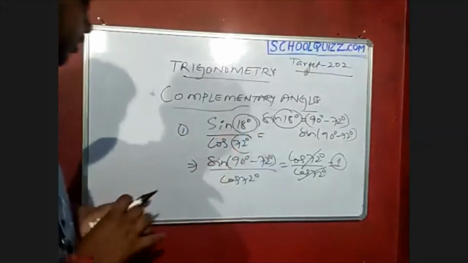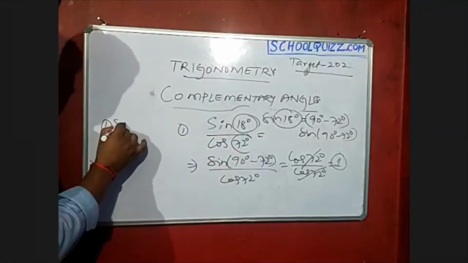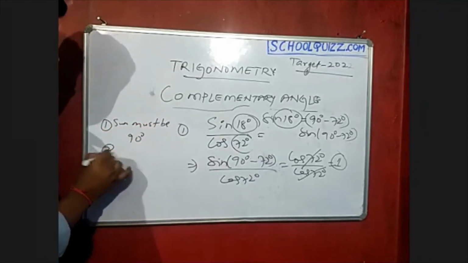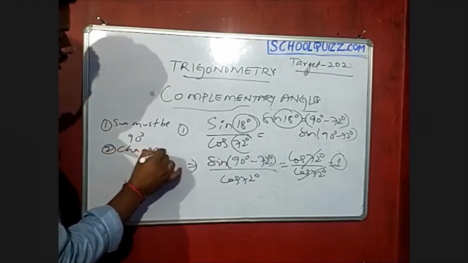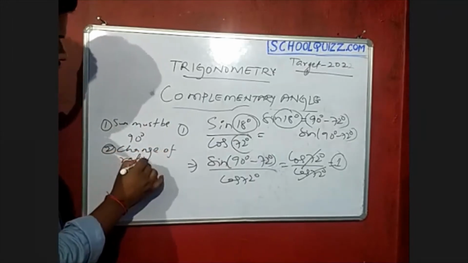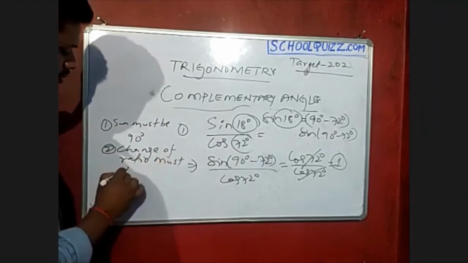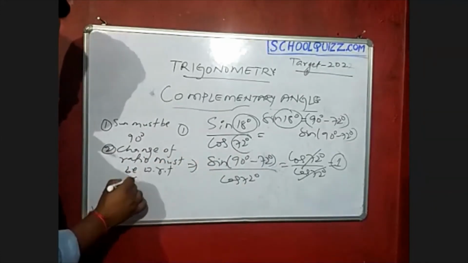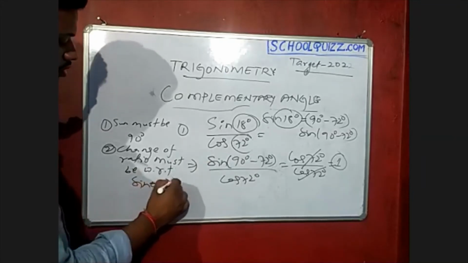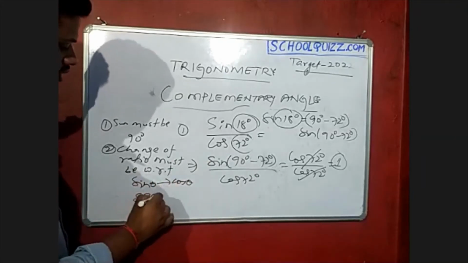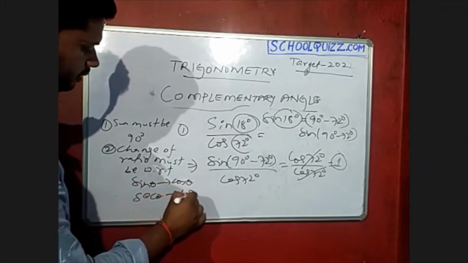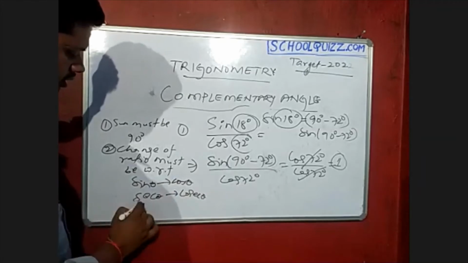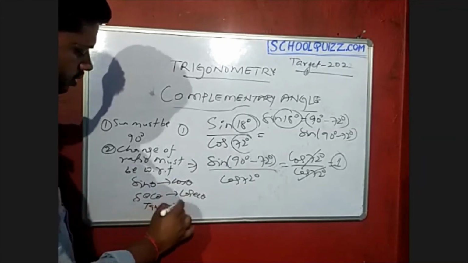So by adding the two pieces of information, first the sum must be 90 degrees, and the change of ratio must be with respect to the change. How does the ratio change? sin theta changes to cos theta, secant theta changes to cosecant theta, and tan theta changes to cot theta.